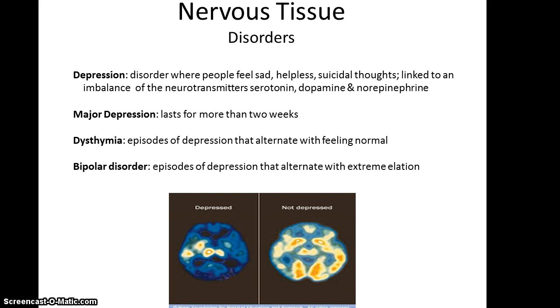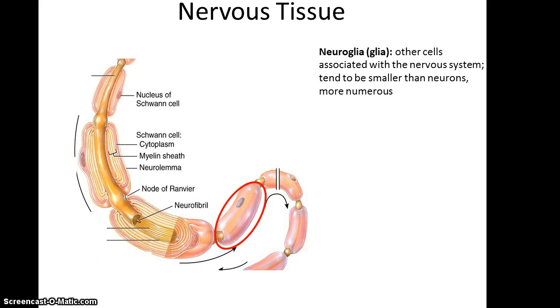Dysthymia is the episodes of depression that alternate with feeling normal, so that it's sort of a feeling good and then feeling bad. And then bipolar disorder, where you have episodes of depression that alternate with extreme elation. So that's like a major yo-yoing effect. So you feel unbelievably awesome, and then you feel unbelievably horrible. And as you can see, a depressed person's brain actually has depressed brain activity.